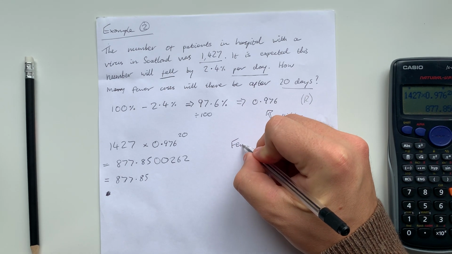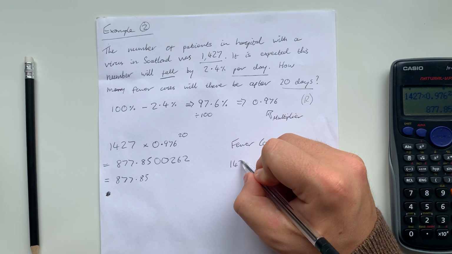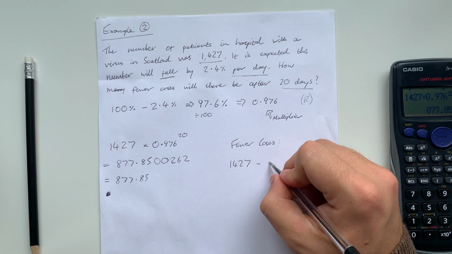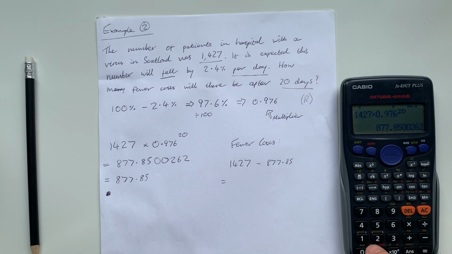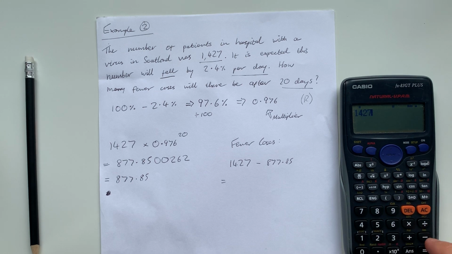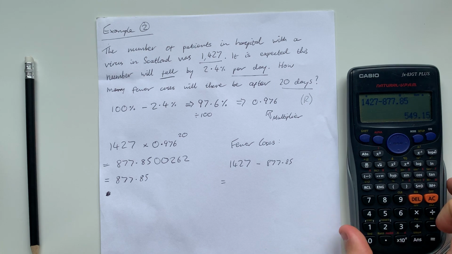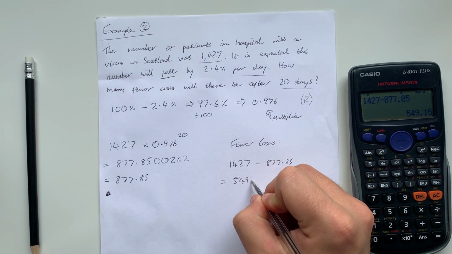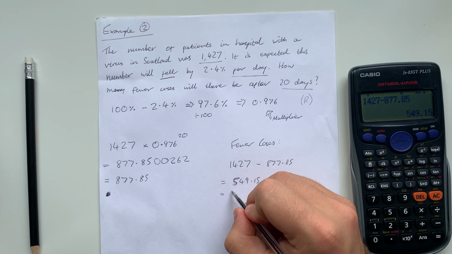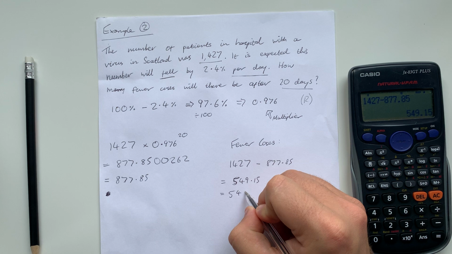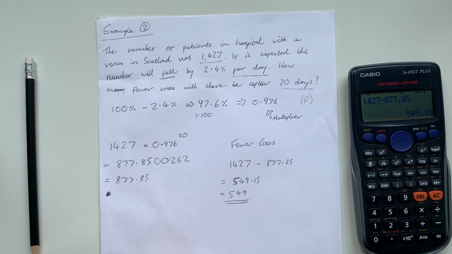So to work that out, we need to do the same thing that we did last time, which is take our original number of cases in hospital, 1,427, take away how much we have now after 20 days. So we've got 1,427 subtract 877.85 equals, so essentially our fewer cases is 549.15, and we'll round that to the nearest whole number, which would be 549. So we have 549 fewer cases after 20 days.